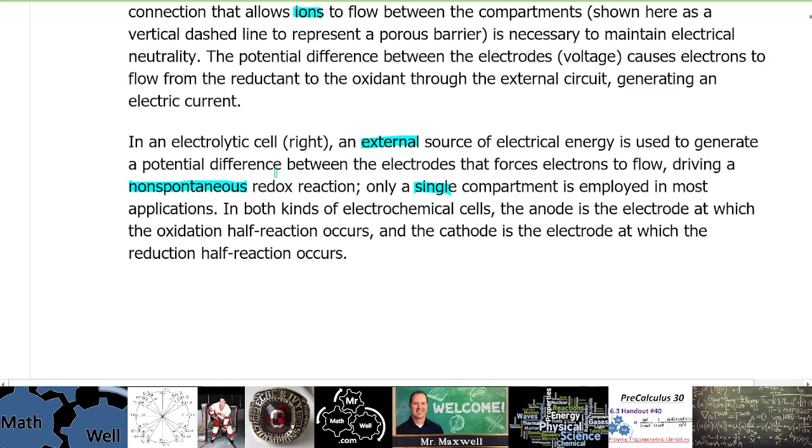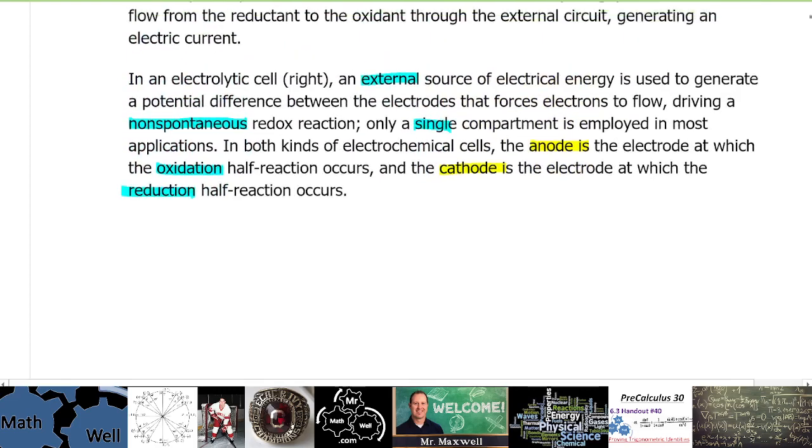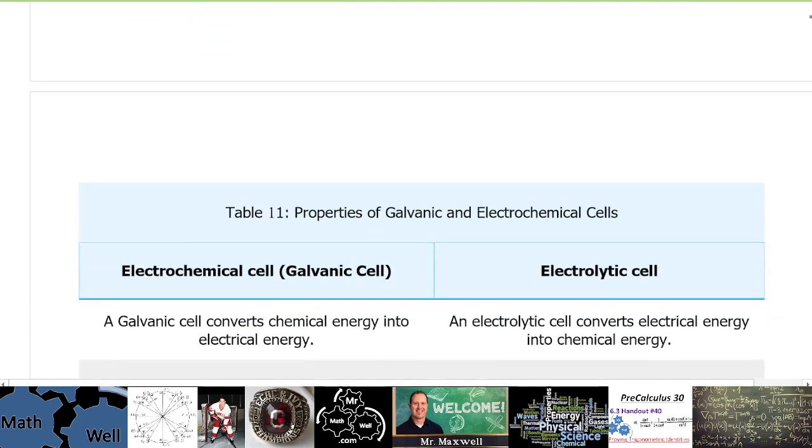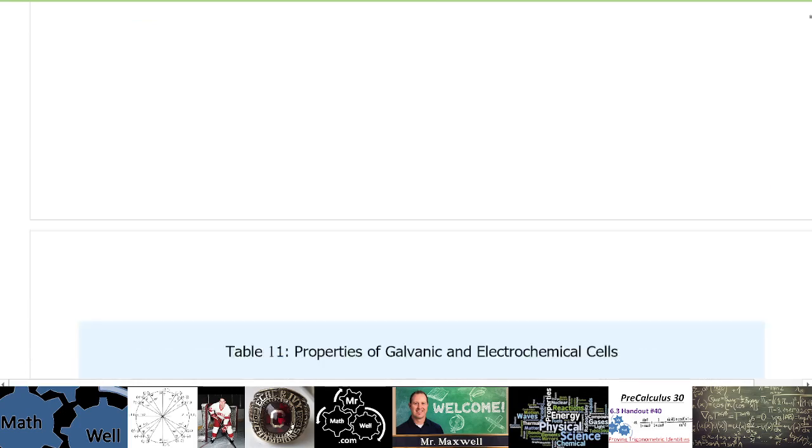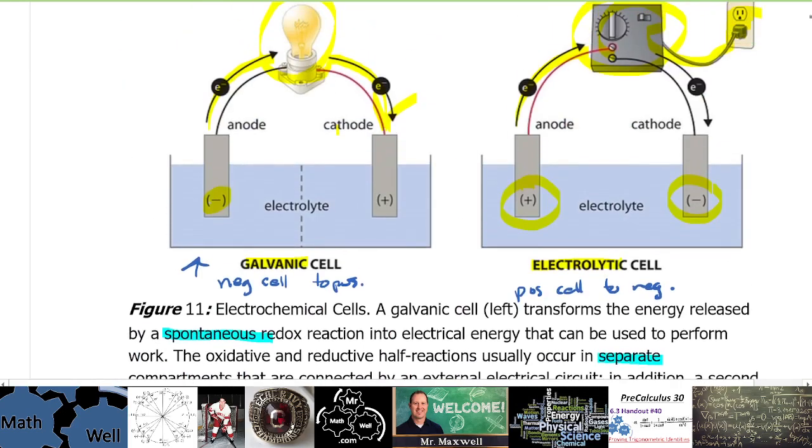In both kinds of electrochemical cells, the anode is the electrode at which the oxidation half reaction occurs. The anode is the oxidation half, and the cathode is the reduction. So anode and cathode. But the electricity that's forced through it switches which is the anode and which is the cathode.